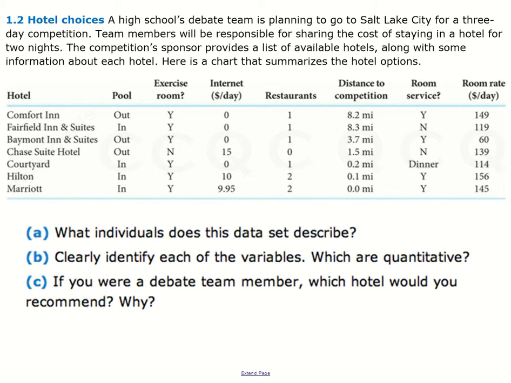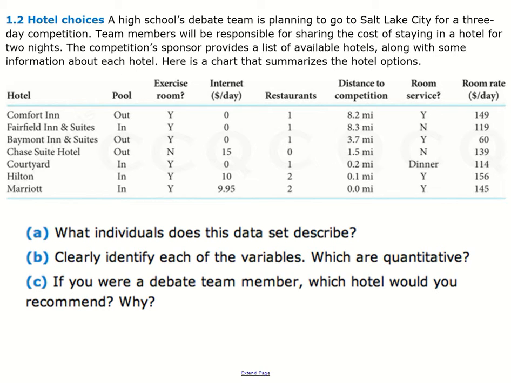Let's take a look at the chart. We've got our hotels, Comfort Inn, Fairfield, etc. Whether they have a pool, if they have an exercise room, internet. You know, at one point in time you did have to pay for internet when you stay in a hotel. Some hotels, I think you still do. Restaurants, how far it is from the hotel to the competition, is there room service, and how much does it cost per day? So all these different things, there's some different variables and there's individuals in there.